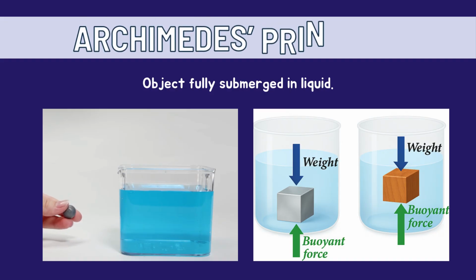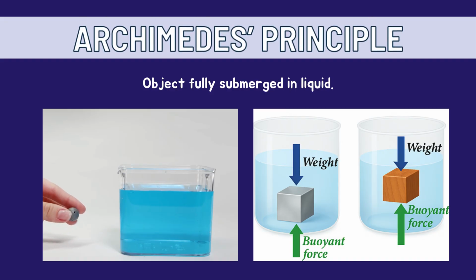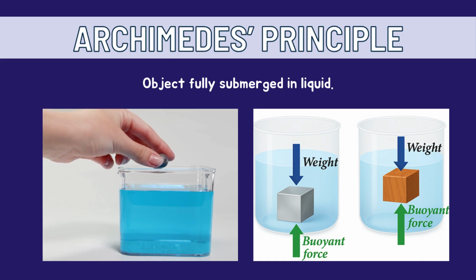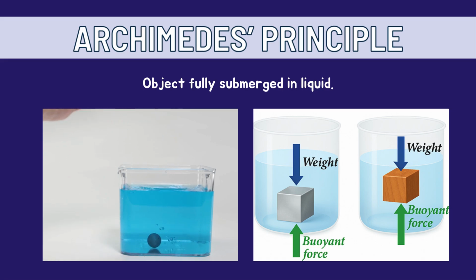Here we consider an object that is fully submerged in a liquid. When the object is placed into the liquid, two main forces act on it: the weight of the object, acting downward, and an upward force from the liquid, known as the buoyant force. These two forces determine whether the object sinks or stays suspended in the liquid.